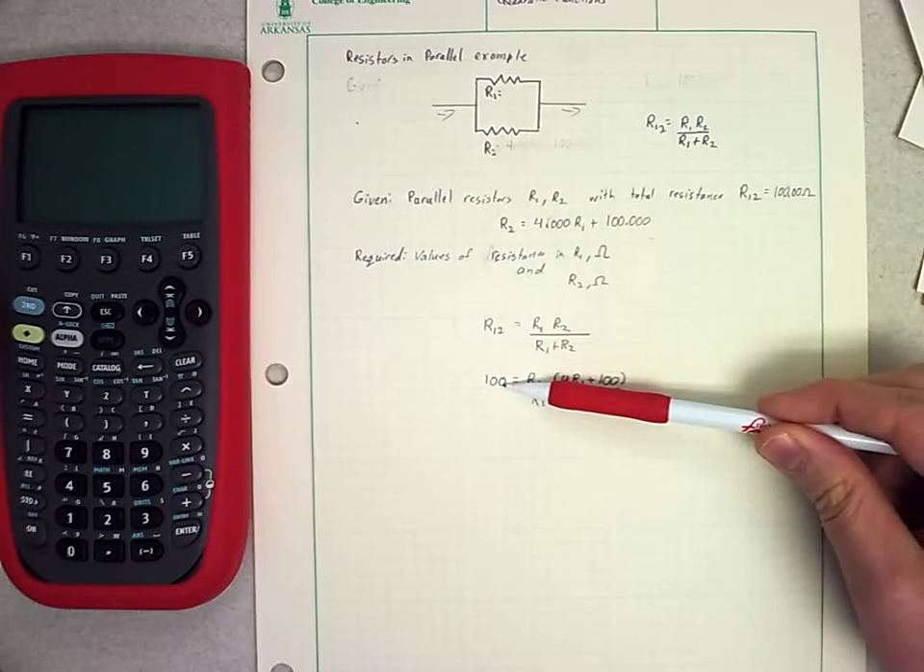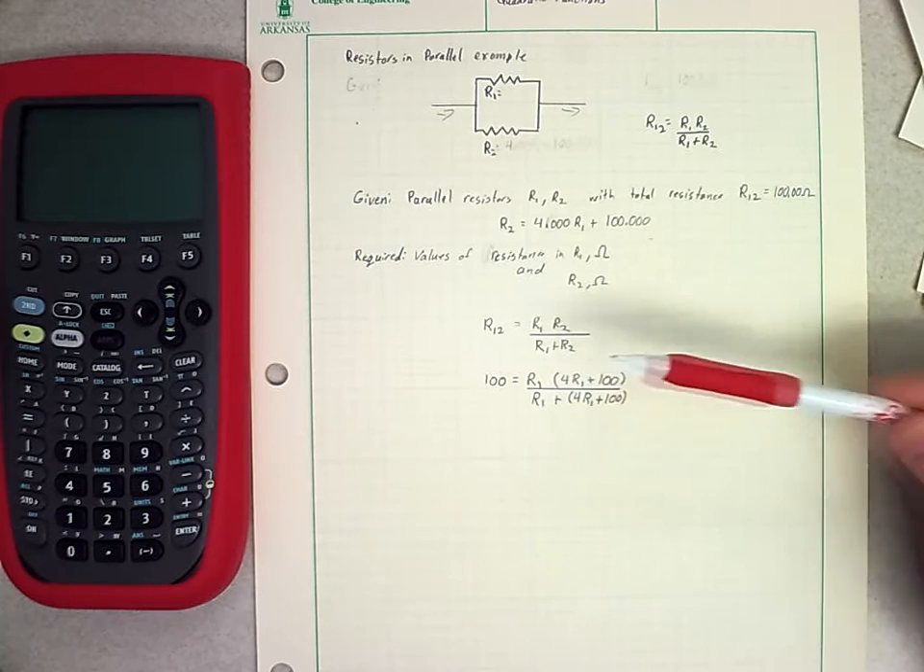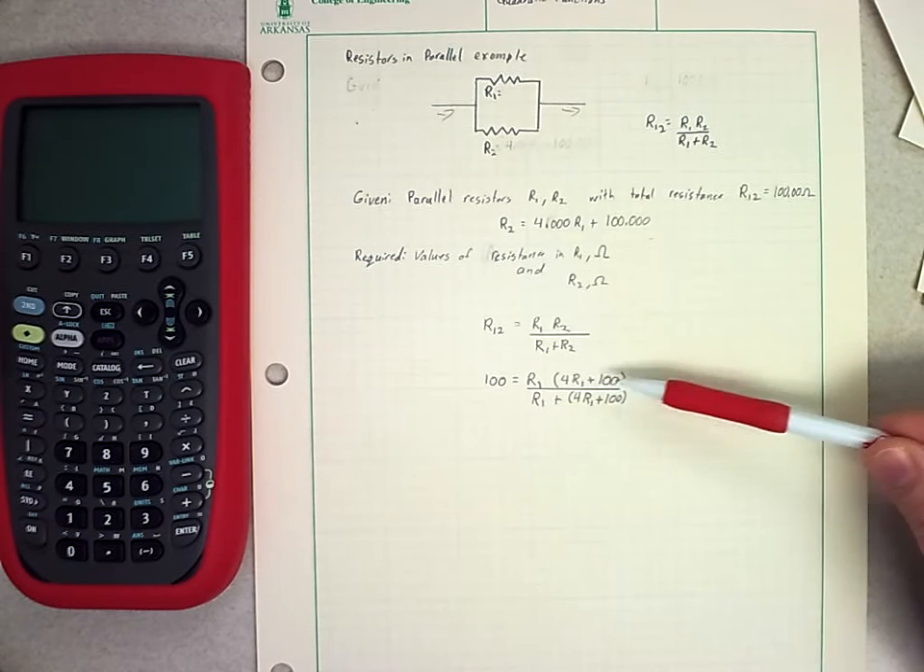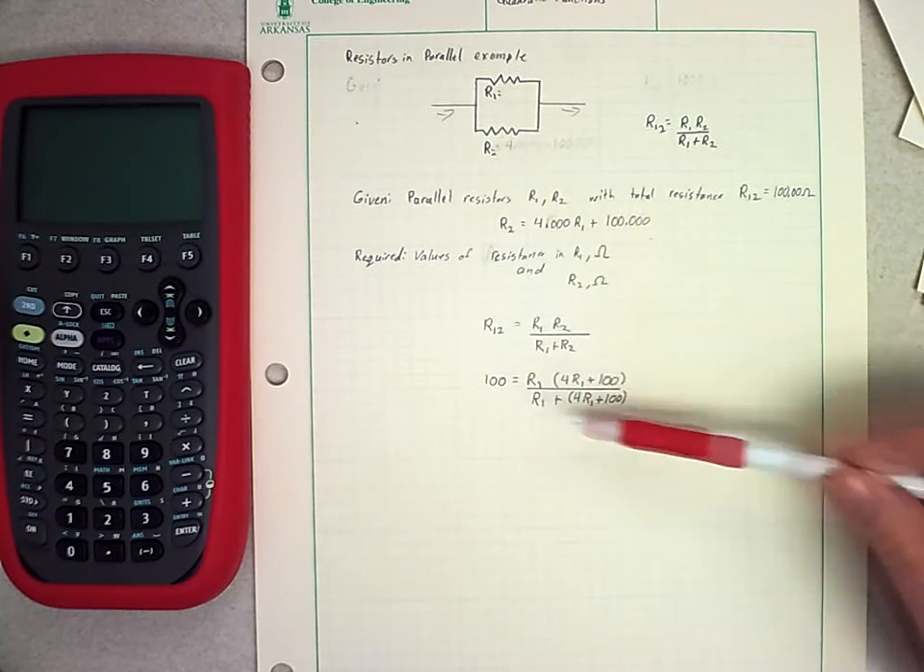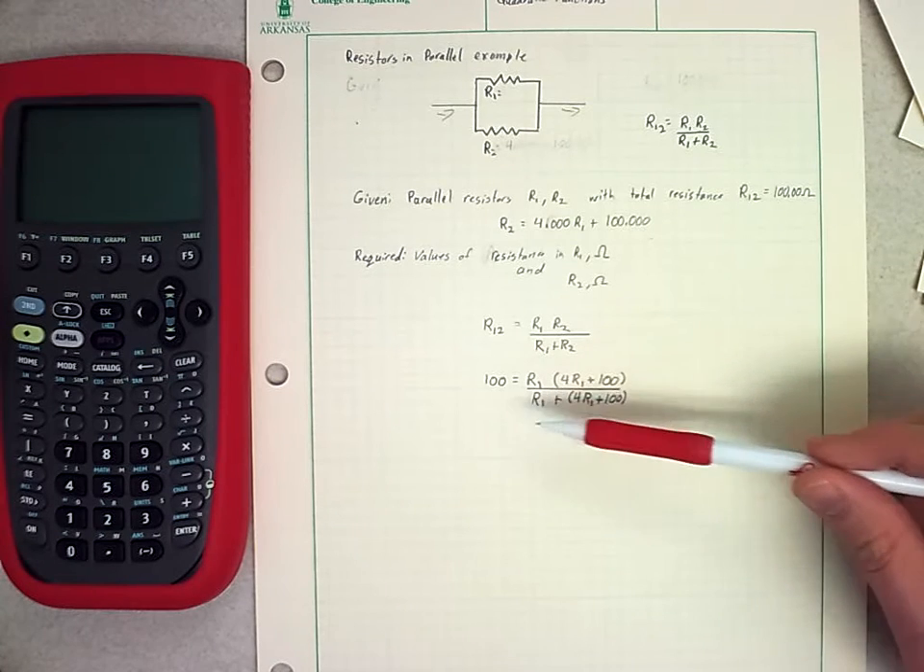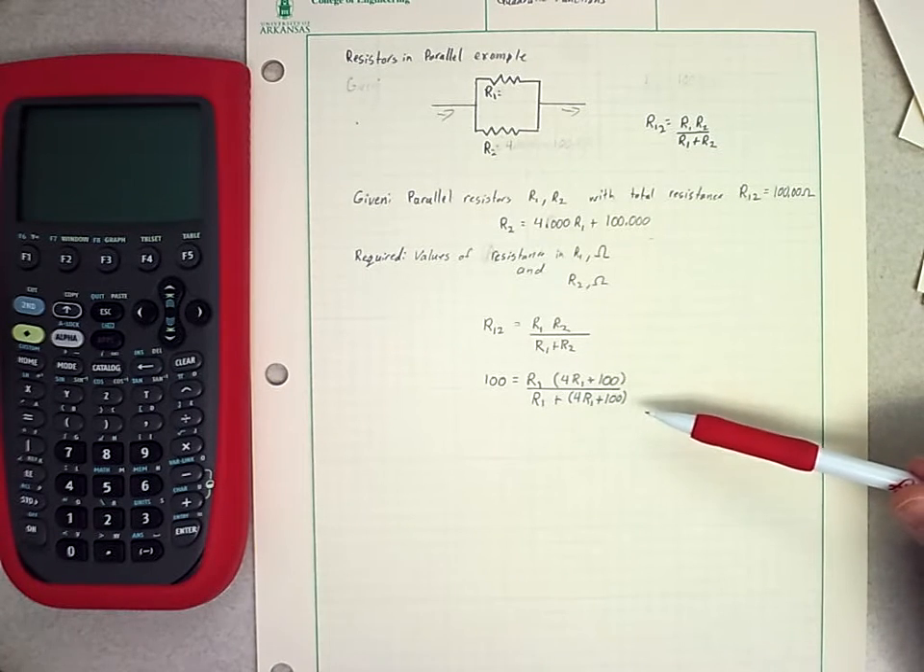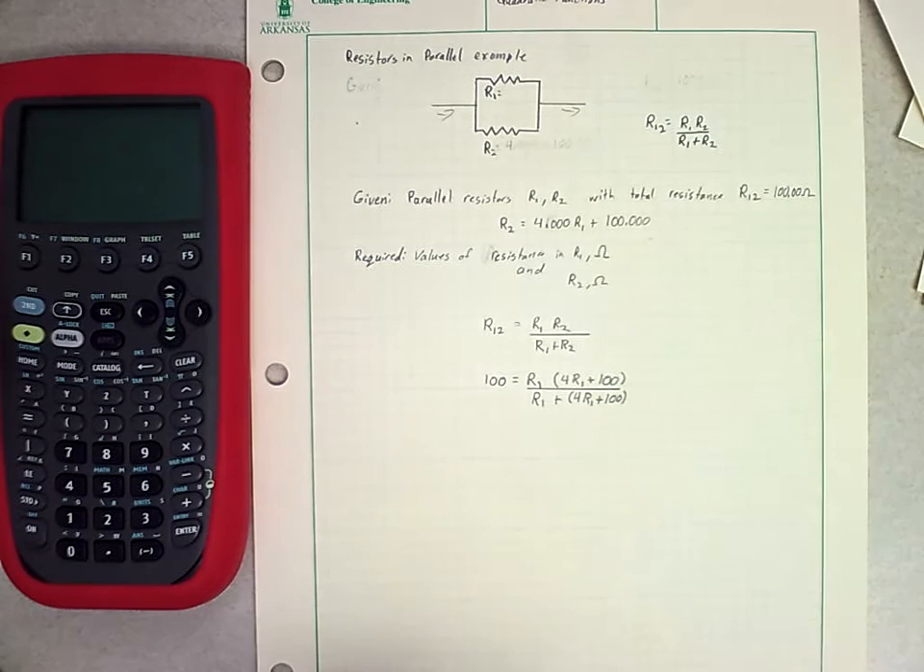We know that R12 is 100. We don't know anything about R1. We know that R2 is 4 times R1 plus 100, so we plug that in. And now the good news is we have an equation with just one variable in it. The only variable left in here is R1.